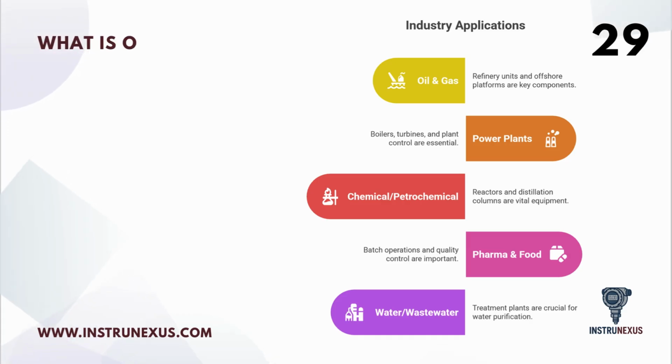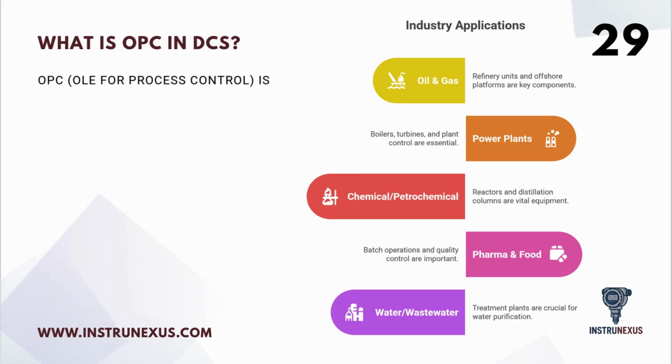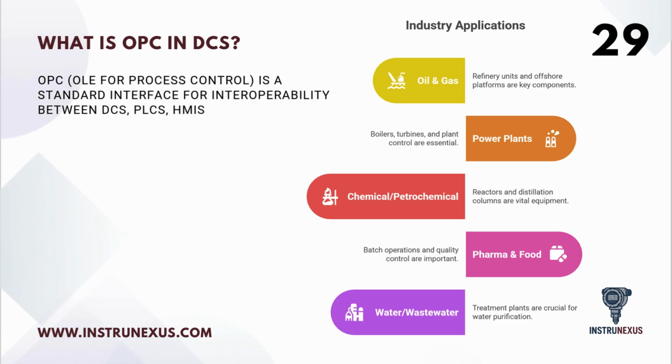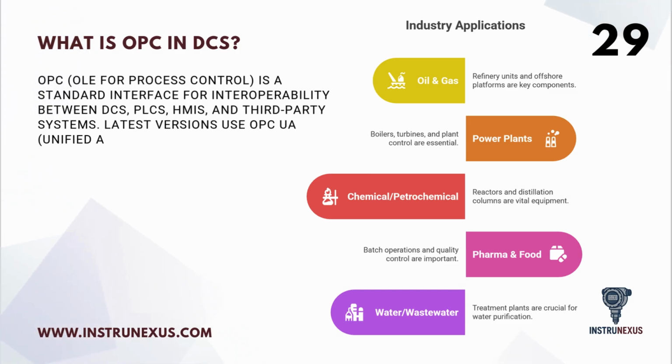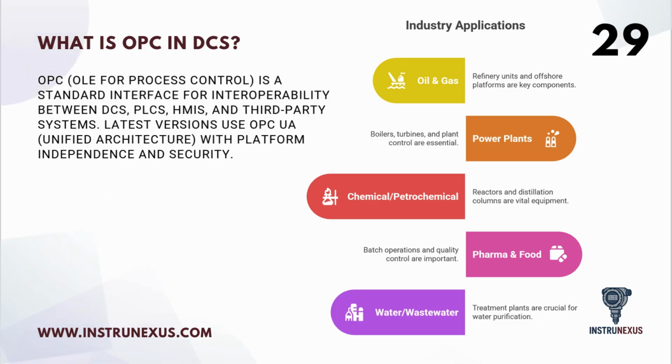What is OPC in DCS? OPC, OLE for process control, is a standard interface for interoperability between DCS, PLCs, HMIs, and third-party systems. Latest versions use OPC UA, unified architecture, with platform independence and security.